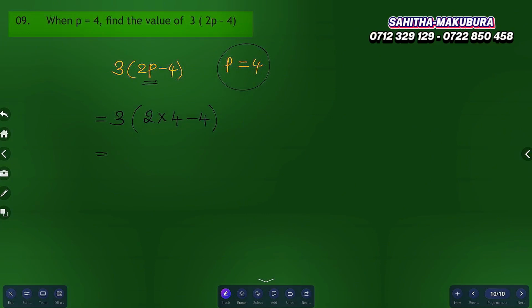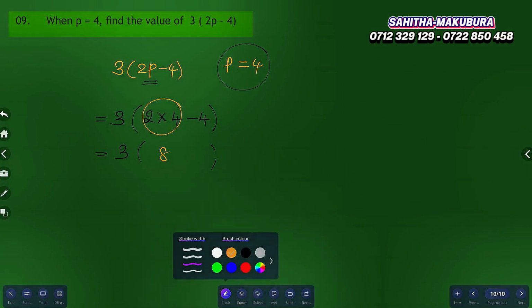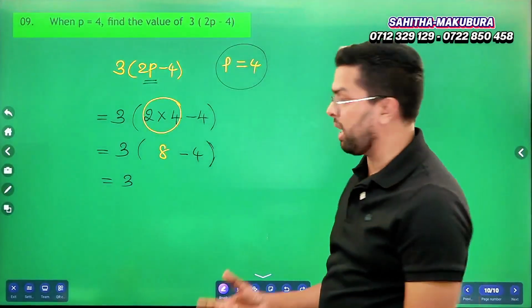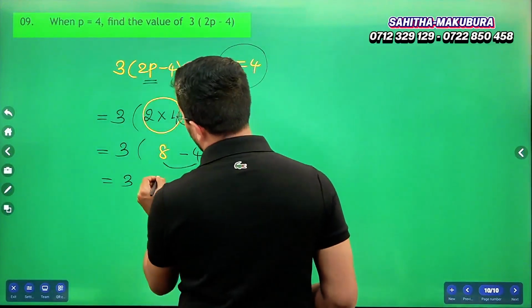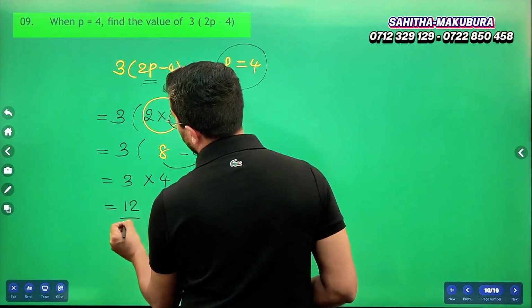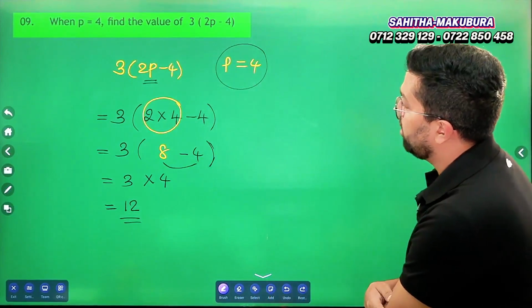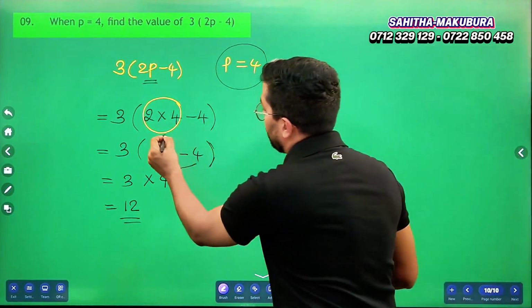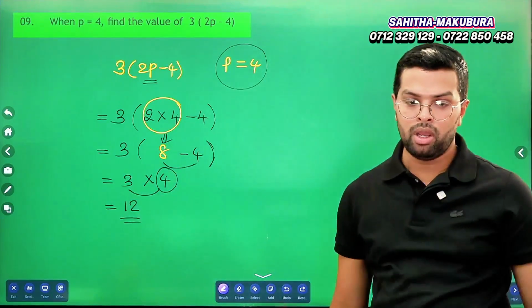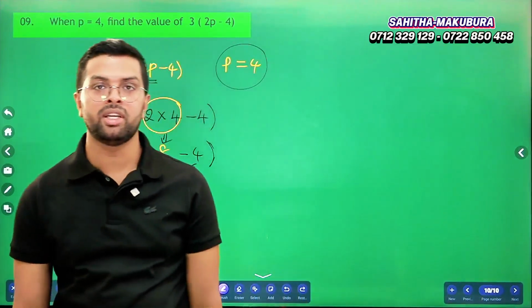The first operation you have to do inside the brackets is this multiplication. So 2 times 4 gives you 8. After that only, you can subtract 4. You have to complete the calculations inside the brackets first. 8 minus 4 is 4. So 3 multiplied by 4, the answer is 12. Answer is 12.